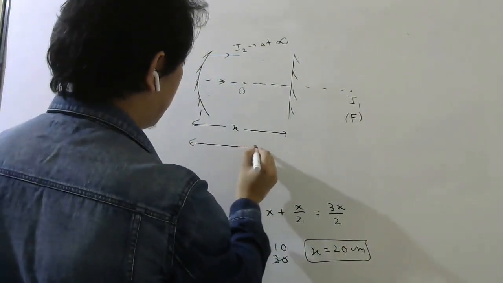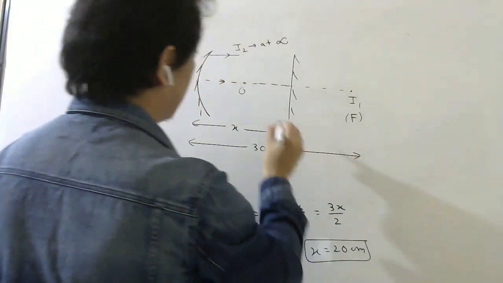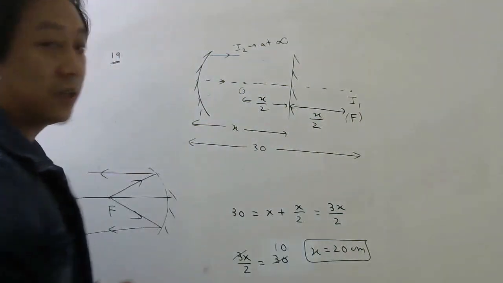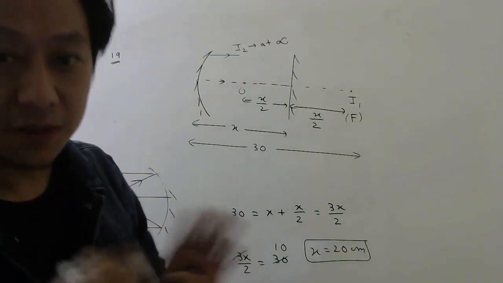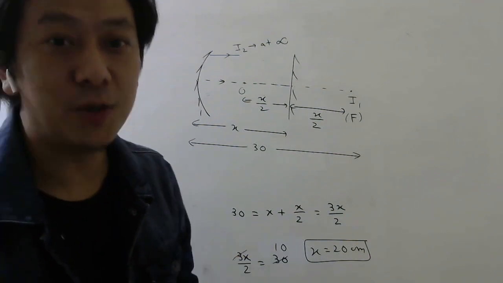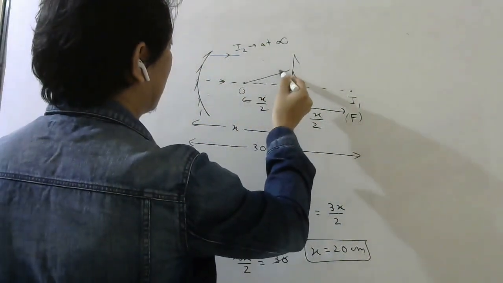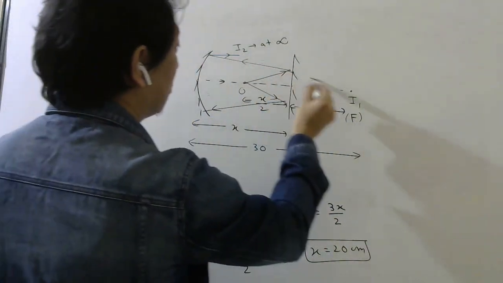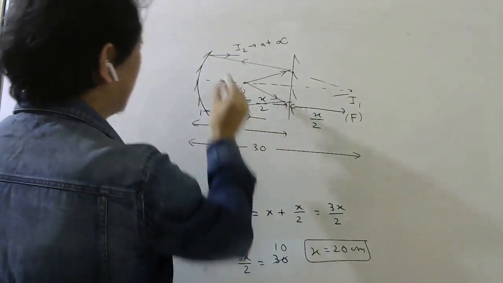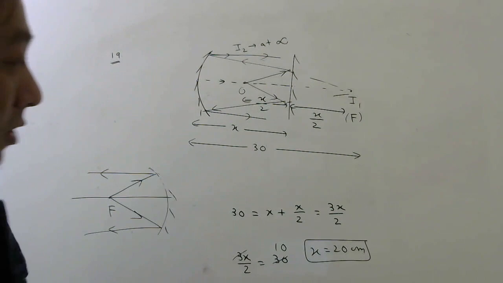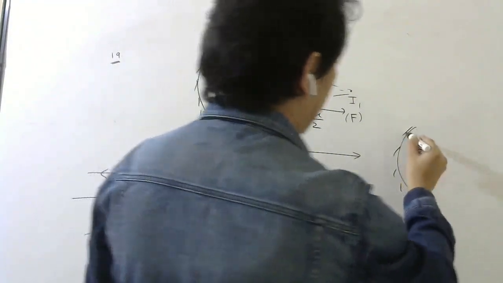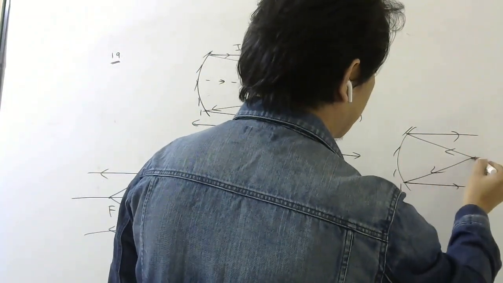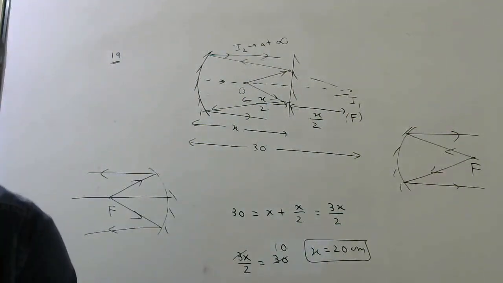So therefore this must be 30. And if this is x by 2, this is also x by 2. Then we can easily find without drawing any ray diagram. But the ray diagram helps you to understand what is actually happening. So actually a beam of light goes like this, then it goes like this, it appears to come from here, and then the rays become parallel. Okay, so if the rays become parallel, this is the concave mirror, and if reflected rays are going like this, then incident rays must come from the focus.